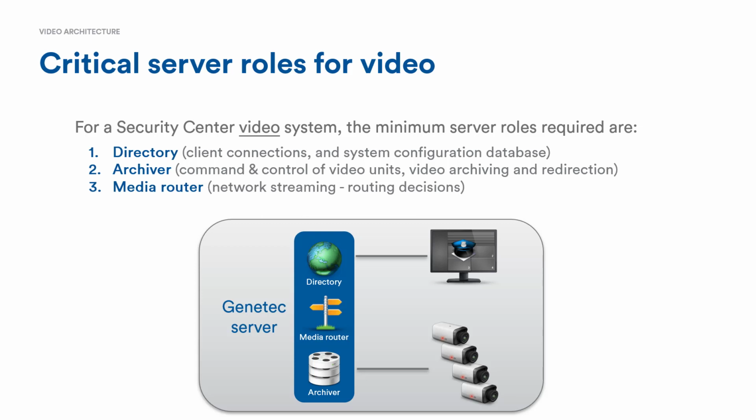Secondly, we'd need an archiver. This is the server component that connects to cameras, tells them what to do, and records or archives their video streams. And third, we would need a media router. The media router is the server component that understands our network topology and manages video stream redirection. Without it, the archiver would be able to record cameras, but clients would never be able to see the live video streams. Basically, we use the media router to manage streams that need to be sent out to clients.